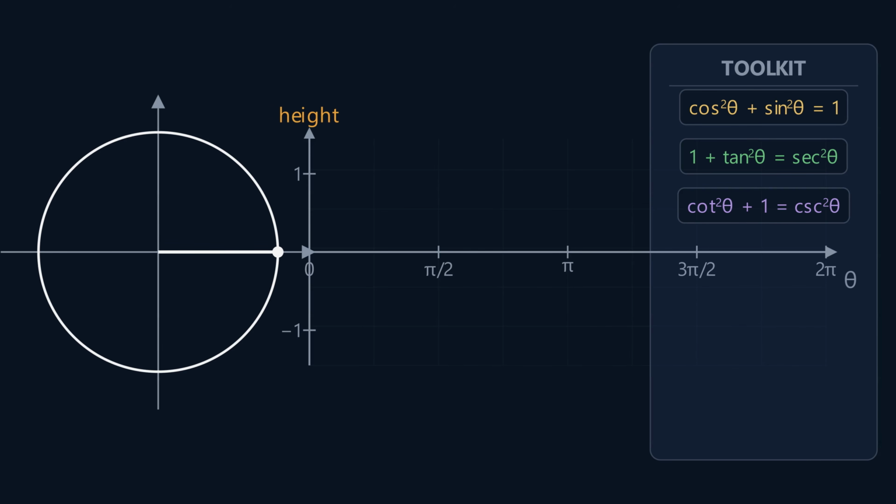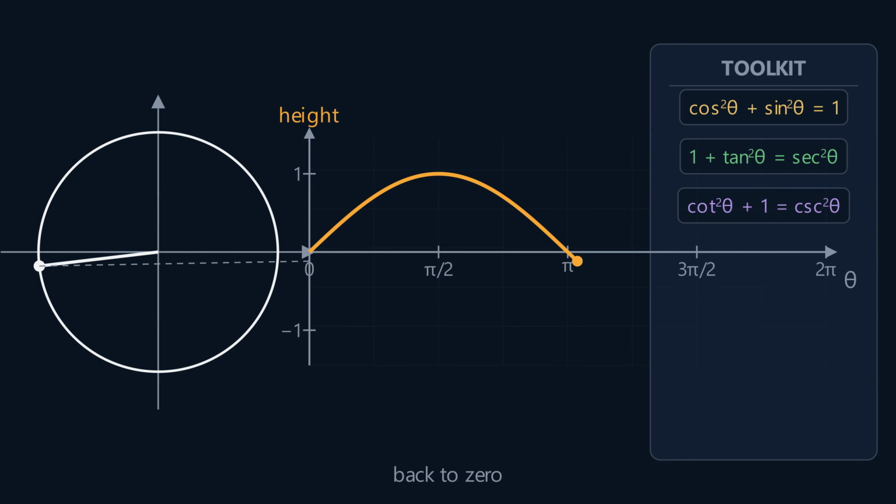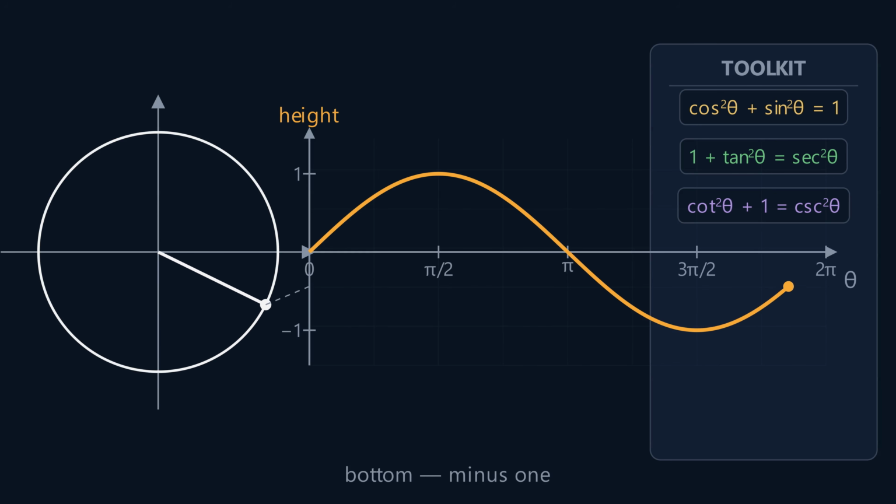Instead of watching the point, we are going to watch just its height, and we are going to plot that height against the angle as time goes by. As the point climbs, the trace rises. At 90 degrees the point is at the very top, and the trace hits 1. Coming back down through 180, the trace returns to 0. Into the bottom half, the height goes negative, bottoming out at -1 at 270, and then back to 0.